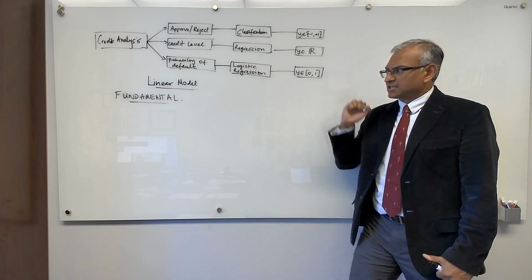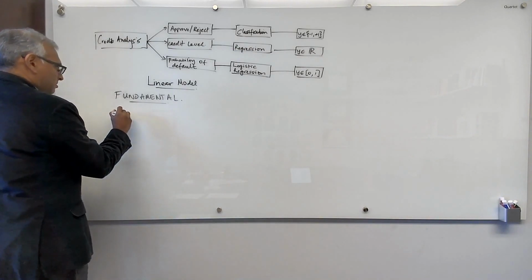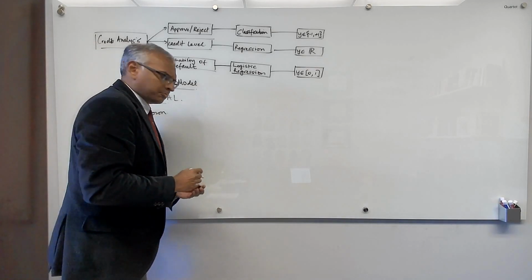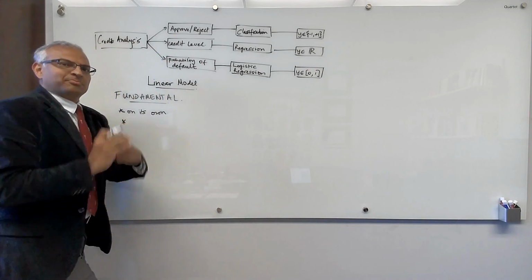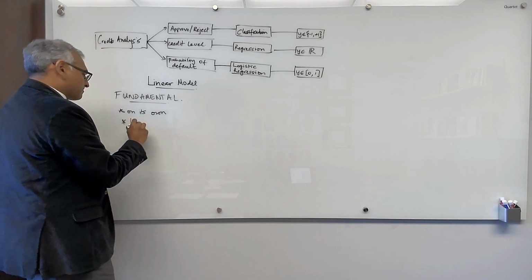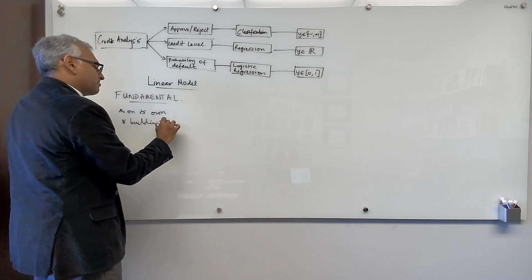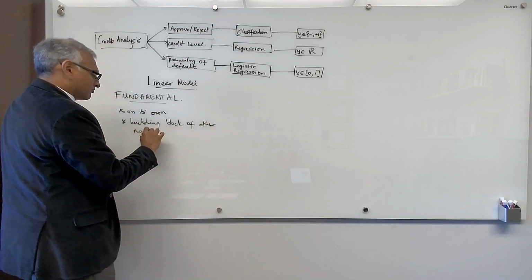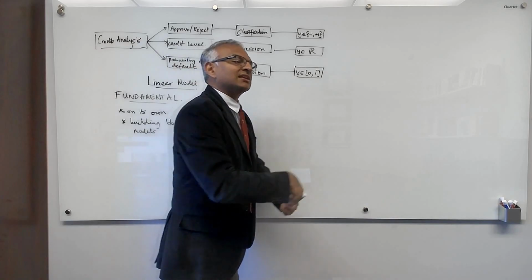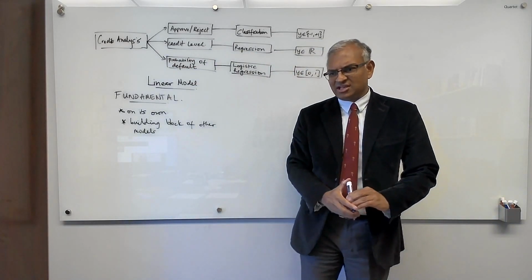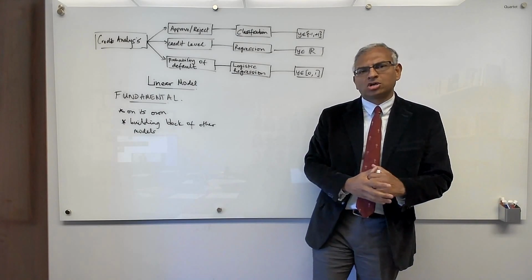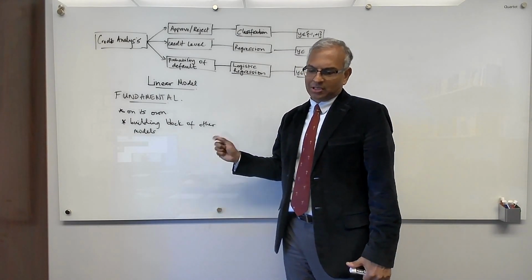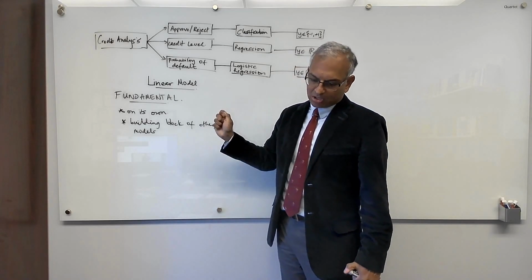So A, it's a fundamental model on its own, and B, it's a fundamental model because it is the building block of other models. For example, deep networks are essentially cascaded linear models. Support vector machines are essentially a more robust version of linear models. So on its own, it's a fundamental model and also a building block for other models.